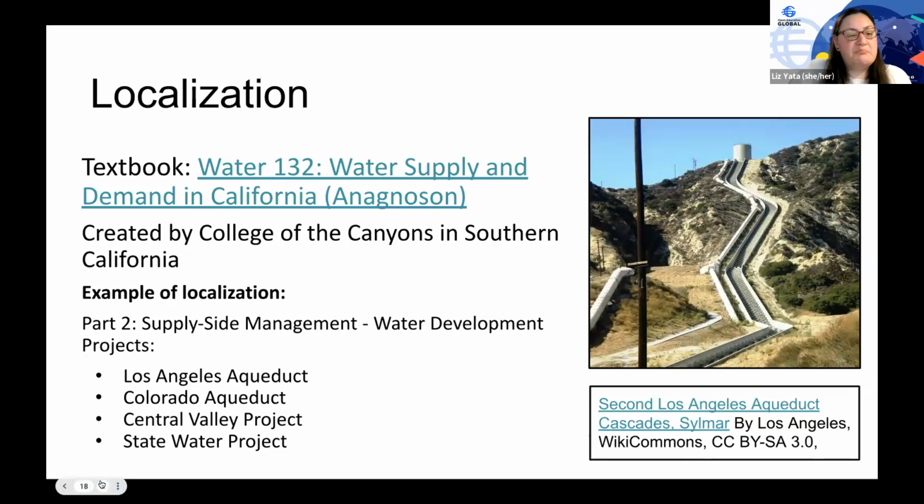Another way is localization. So this is an example from California, because that's where I'm based. That's where a lot of the people I work with are from. So in College of the Canyons in Southern California, as part of a zero textbook cost degree grant program, they created this textbook, and it's water supply and demand in California, which is obviously a big topic. And so throughout this textbook, there are lots of examples, but just one I pulled out is the water development projects. This is like the Los Angeles Aqueduct, the Central Valley Project. And so this picture is from the textbook, and it's of the aqueduct.